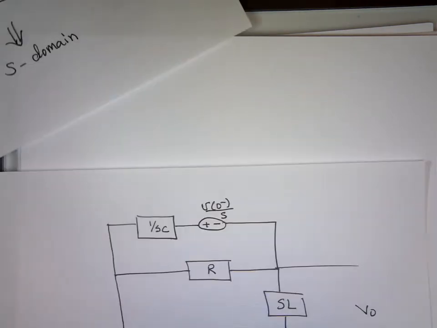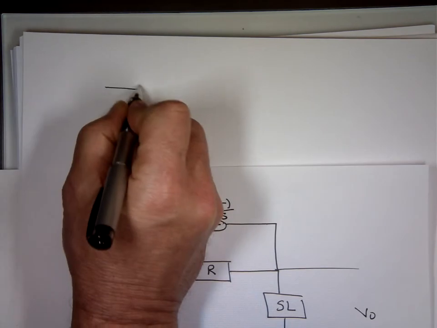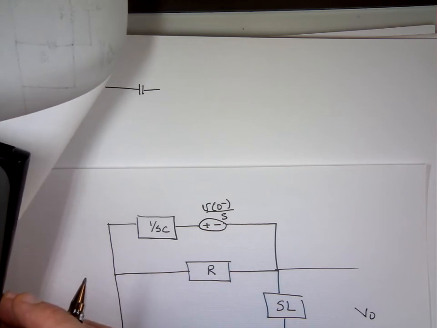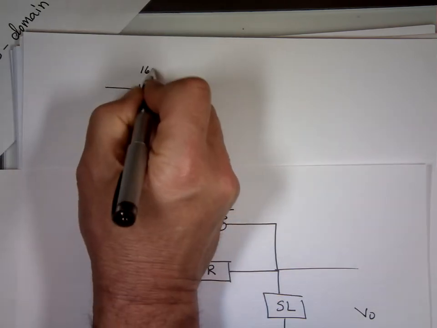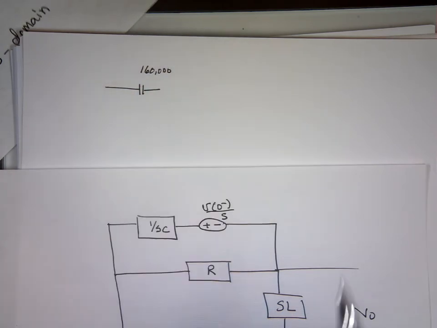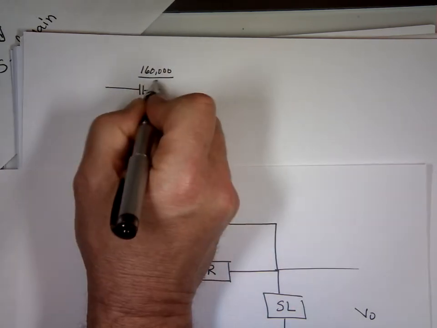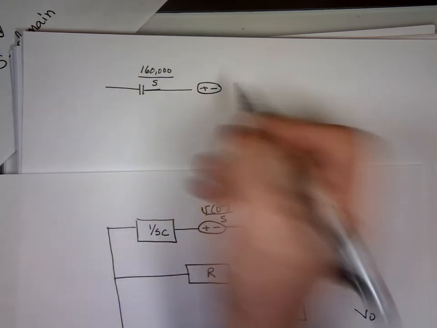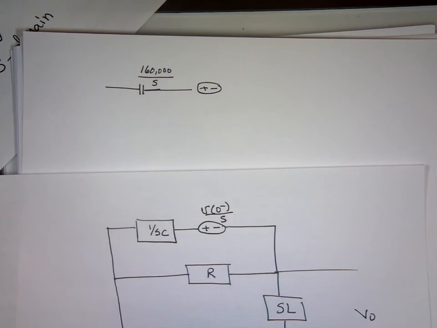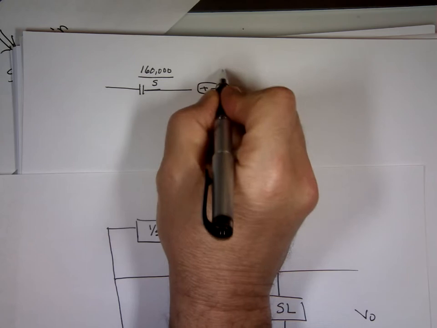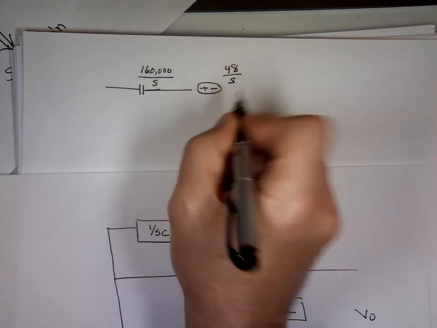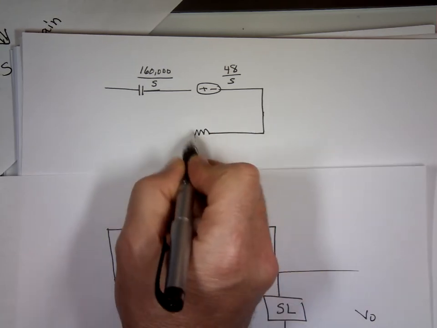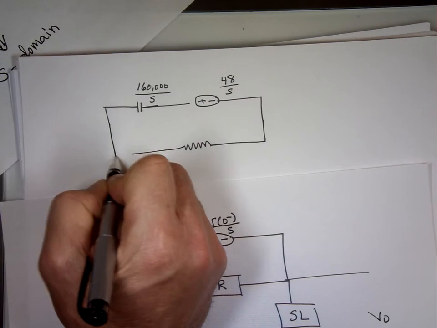Is it 160,000? It is 160,000, over S. A value here of VC. Wasn't that 48 when we did the math? 48 over S. What was that resistor? 20 stays 20.